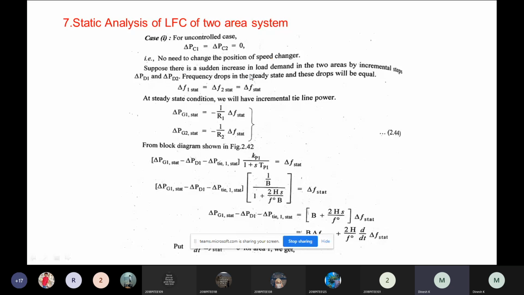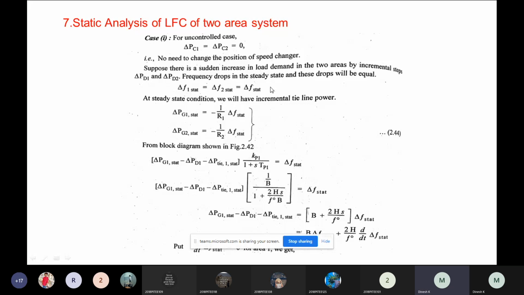In this case, my change in frequency in the static case, del F1 static, is equal to del F2 static, which is equal to del F. I'll bring the two frequencies to the same state. While assuming a steady state condition, these things have to be considered. So I am equating the two systems as nearly equal.